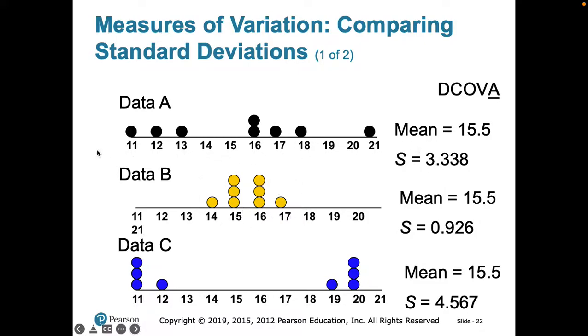On this one, the standard deviation is higher because your mean is right over here, but you can see how spread out the data is. You have 111, you have a 21. On this one, the lowest number is 14, the highest number is 17. Now take a look at data C. Your mean is still 15.5, but your standard deviation is 4.56 because the data is spread out towards the outliers. So you can see how spread out the data is, and that's what the standard deviation is telling us.